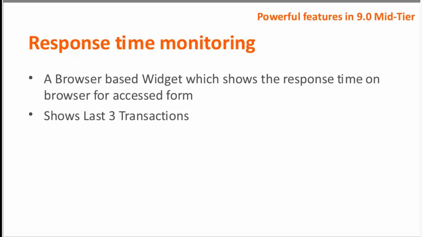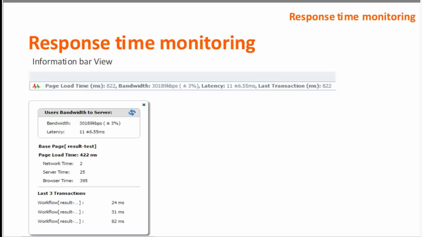It shows the last 3 transitions. So in a 9.0 Midtier, if you access a user form, then on the bottom of the right side, you will see this type of icon. When you click on this icon, it will open an information bar which shows the response time details. And when you double click on this, it will show you a detailed view.